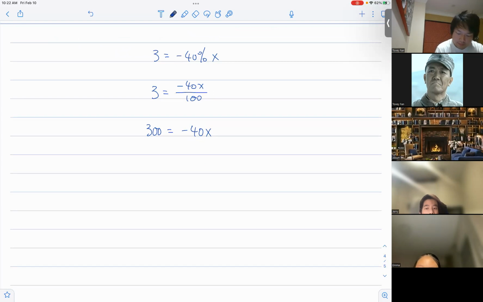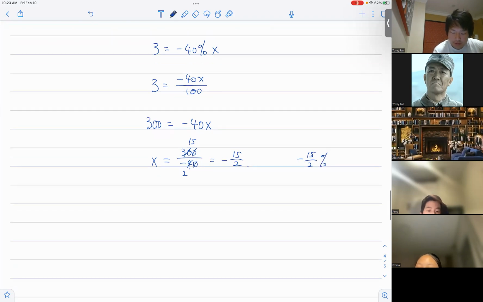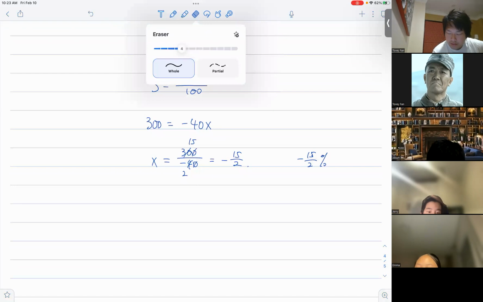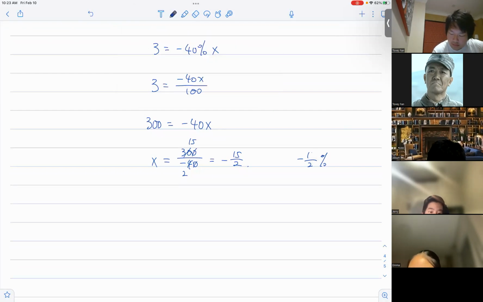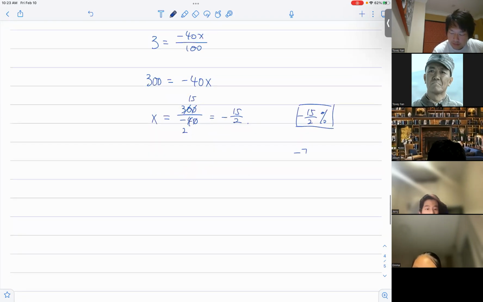So that's 300 divided by 40. Yeah, 300 divided by negative 40. Cancel out 0. That's it, right? Cancel out the 2. 15, 2. Yeah. So negative 15 over 2. Okay. So the answer would be negative 15 over 2 percent. Or you can, as we said before, change it into a mixed number if you want. So this is one possible answer. You can change it to a mixed number, negative 7.5%.